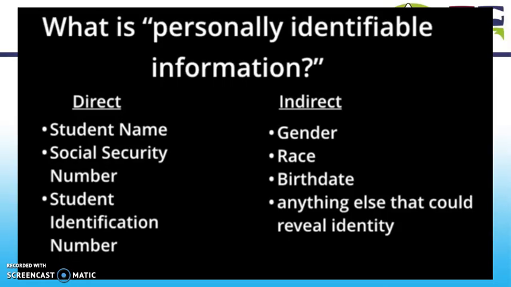To review, what exactly is personally identifiable information? These can be direct or indirect. Direct being things like student name, like full first and last name, their social security number, or student identification number. Indirect could be things like gender, race, birthday, and anything else that could potentially reveal their identity.